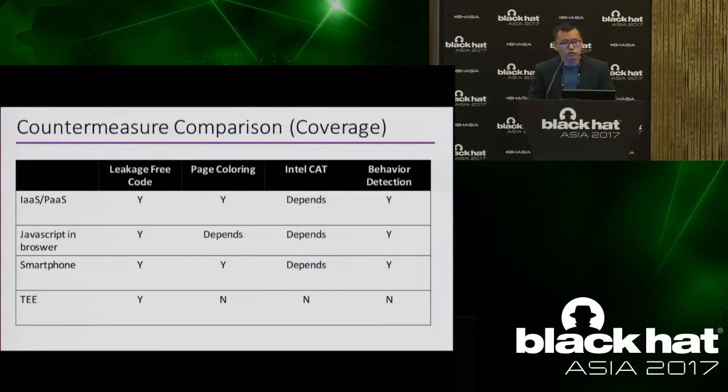But whether it works for JavaScript in the browser really depends on what the JavaScript is attacking. For example, if the JavaScript is attacking an application outside the browser, then page coloring will work, because it will be able to distinguish between the browser process and the victim process. But if the JavaScript is actually attacking things within the browser, then the page coloring algorithm will not be able to know which page belongs to the attacker and which page belongs to the victim, since they're all in the same process.